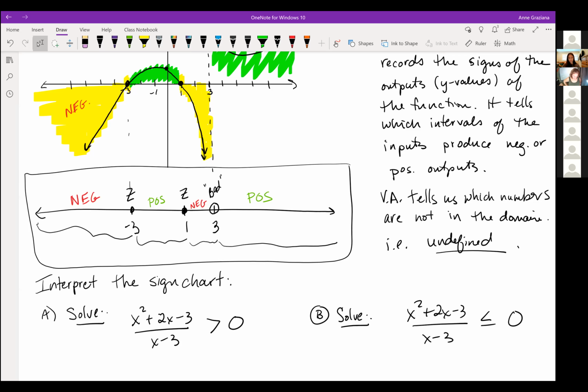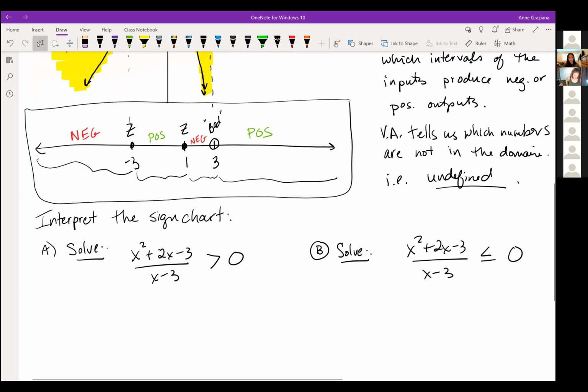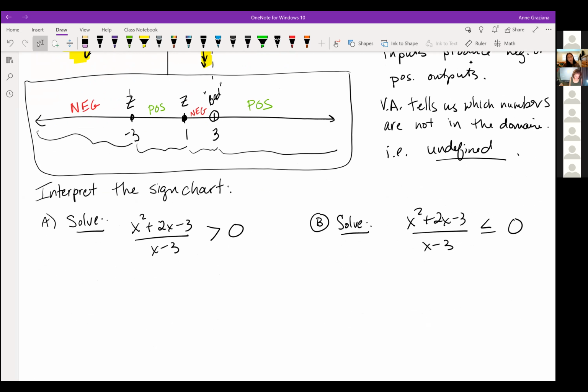Okay, does anybody want to take a guess on A? What intervals did you put for A here? You really only need to look at this number line, not the graph. I should have emphasized that. Let me call on somebody. Ooh, that's so scary, isn't it?